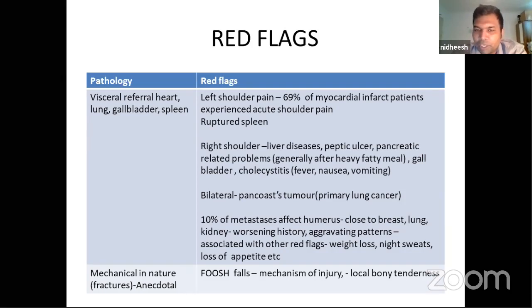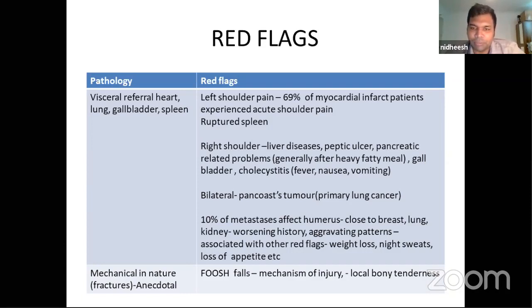And a ruptured spleen also can give us referred pain, considering the position of the spleen. The same applies to the right shoulder: if there is right shoulder pain with no musculoskeletal cause, that could be because of liver diseases, given the position of the liver, and also peptic ulcers and pancreatic related problems. So how do you actually differentiate red flags from musculoskeletal problems?